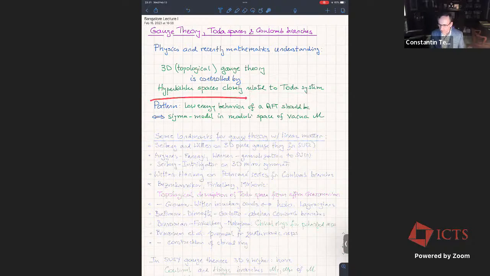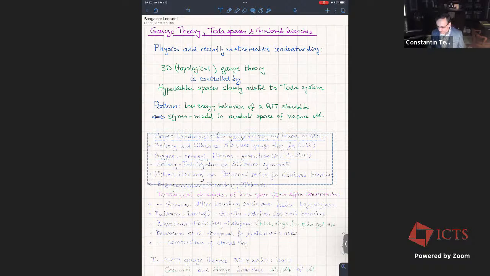And the broader pattern behind that is that if you study the low energy behavior of a quantum field theory, you expect that to be related to what people call a sigma model, taking values in the moduli space of vacua of the theory. So this moduli space, if you can really work out what it is, should be controlling the very low energy behavior of your theory. In particular, there's a topological sector that should be determined from the moduli space of vacua.